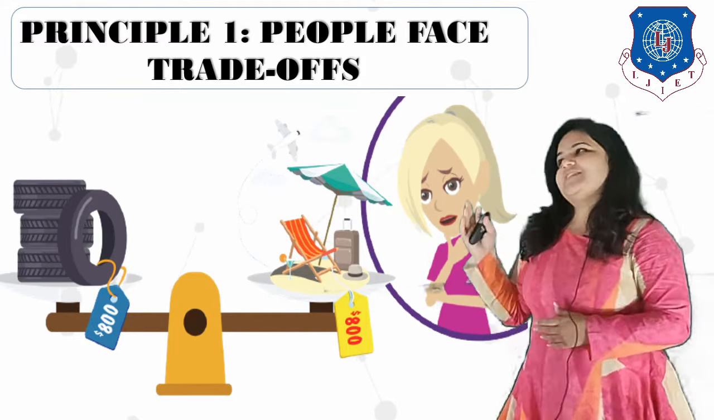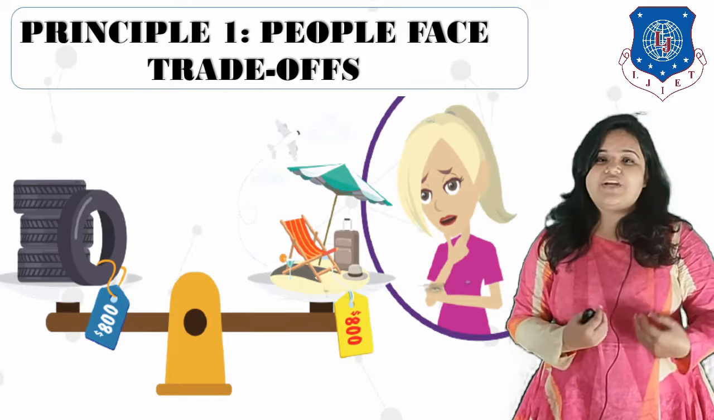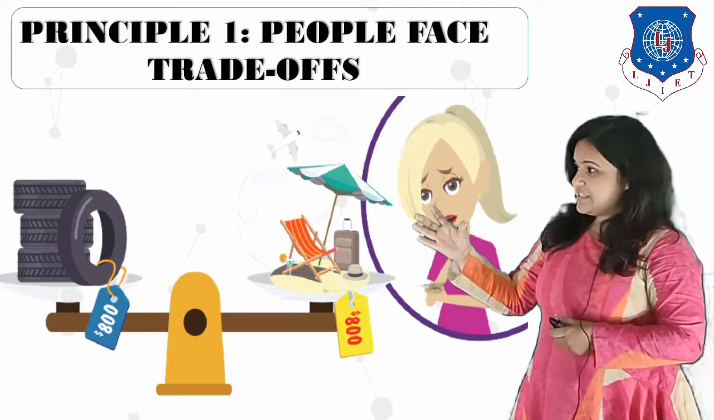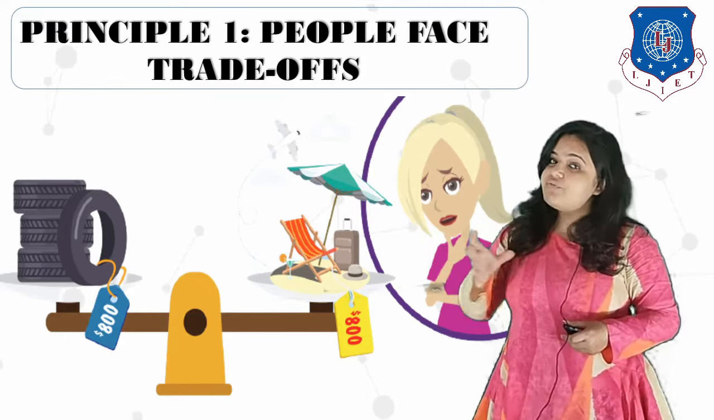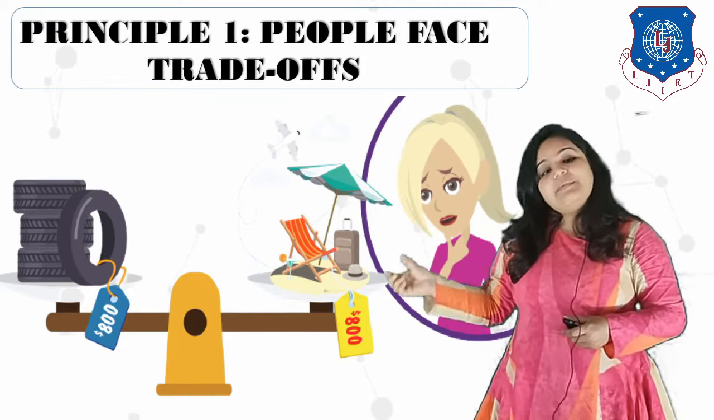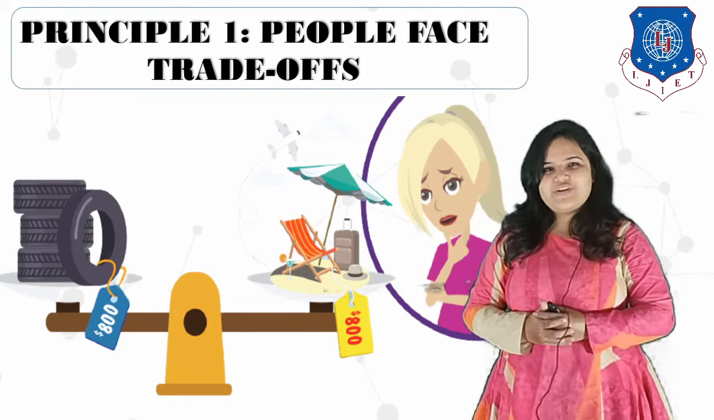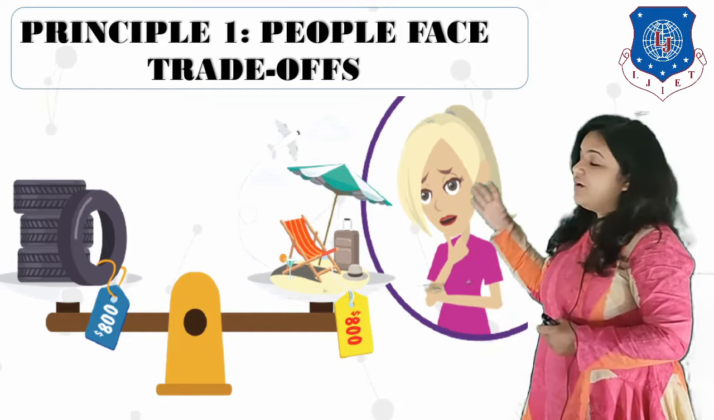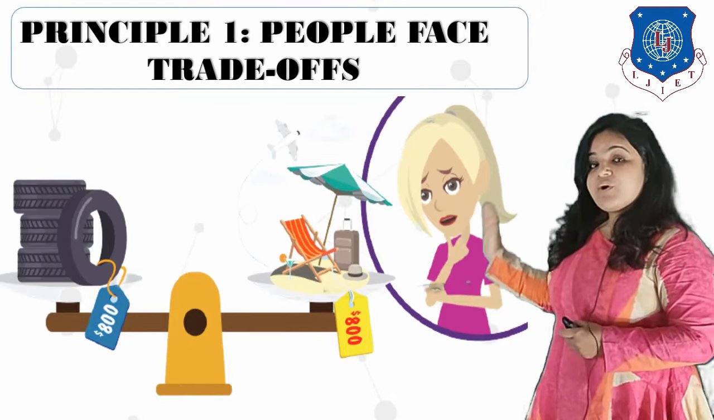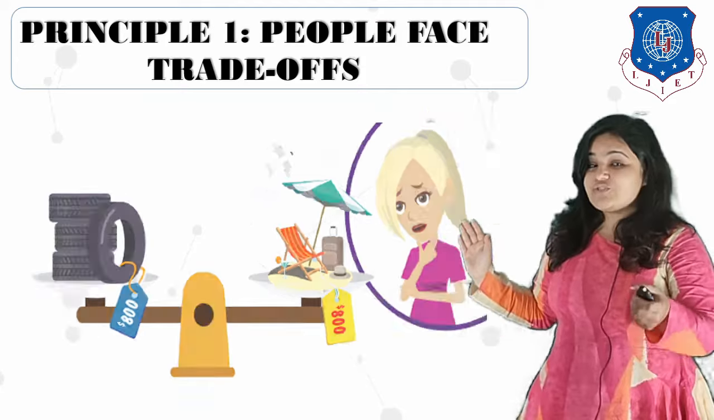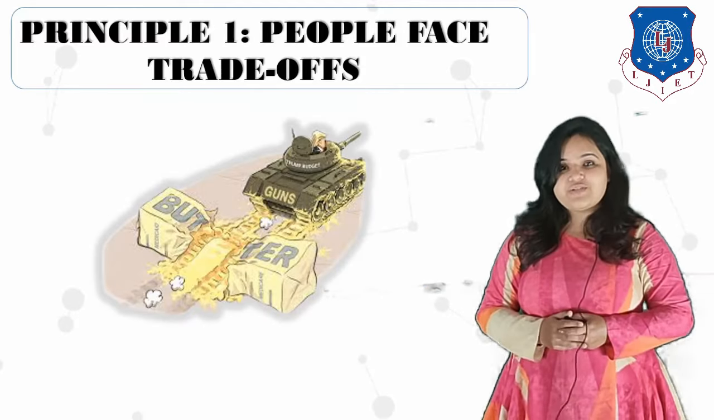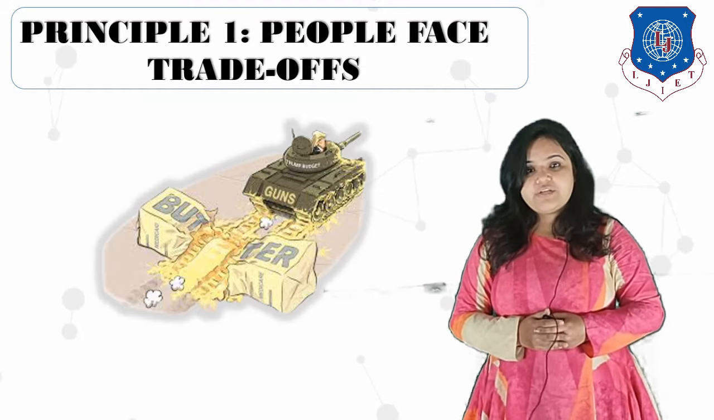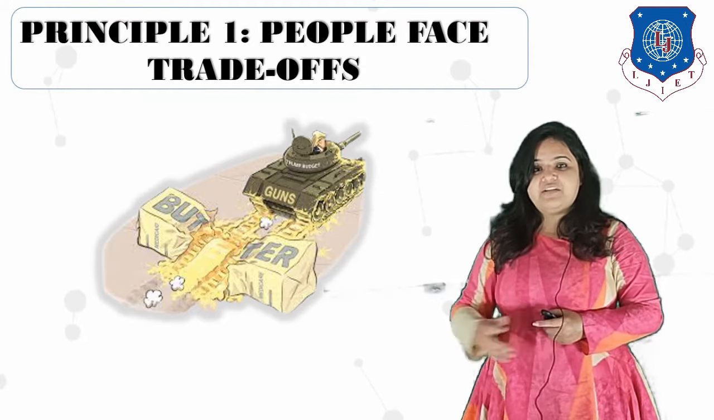So, just like her, we too face trade-offs. We have limited income and unlimited needs and wants, and how to fulfill those needs and wants will be dependent on this trade-off. People are generally part of a society. Because people face trade-offs, society on the whole also faces trade-offs. One of the most common trade-offs of the society or of the government is between guns and butter.